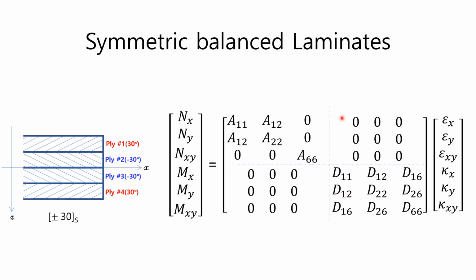Here we have the stiffness matrix for laminate code plus minus 30 symmetry. All the elements of B matrix are equal to zeros, and both A16 and A26 are equal to zeros. That means there are no in-plane and out-of-plane couplings in this laminate. This type of laminate is called symmetric balanced laminate.